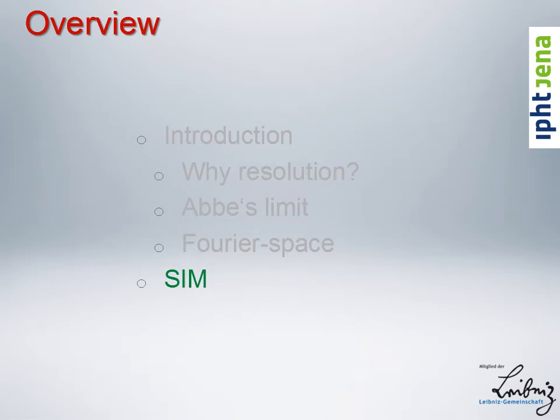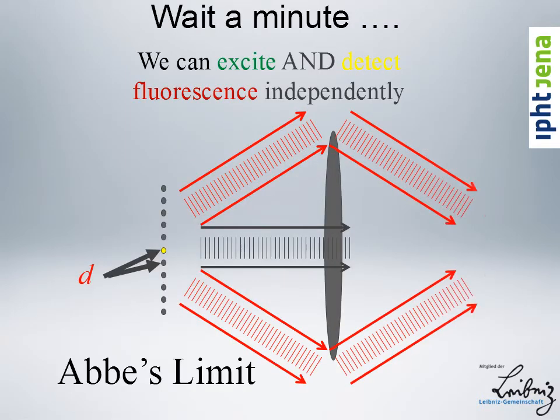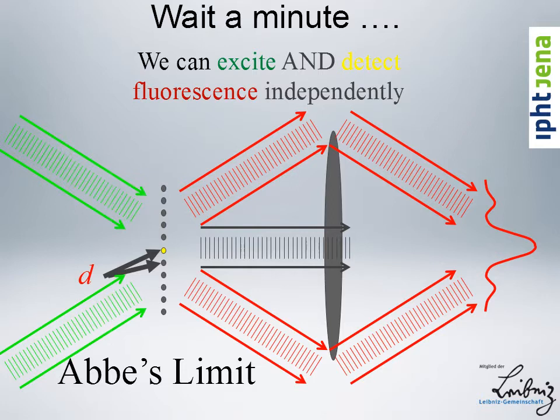So now we are ready to talk about structured illumination. If you think about it, I was explaining that Abbe's limit comes from the interference of this highest angle beam in the plus and minus directions, and that gives the highest frequency constituent of the point spread function.